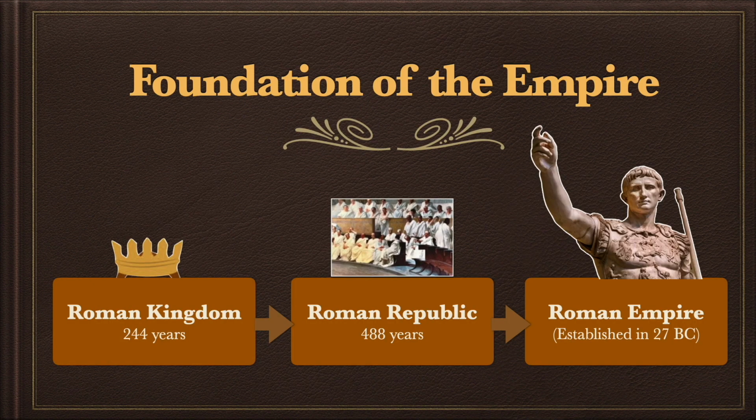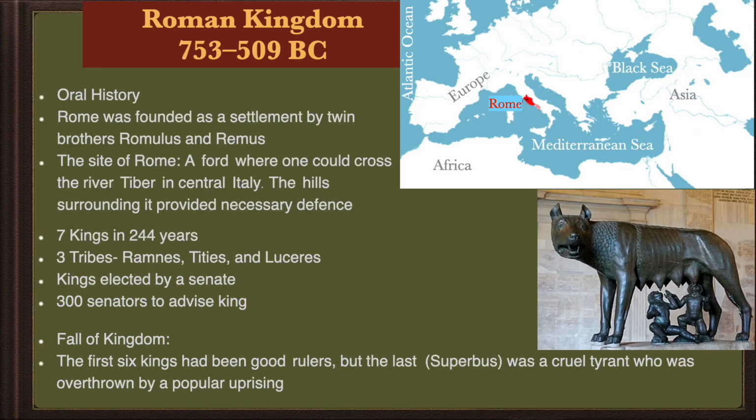The Roman Empire was initially a small kingdom. The kingdom existed for 244 years, which transformed into a republic and remained so for 488 years. It became an empire in the year 27 BC. The Roman Kingdom. History of the initial years of the Roman Kingdom is not available in the written form.